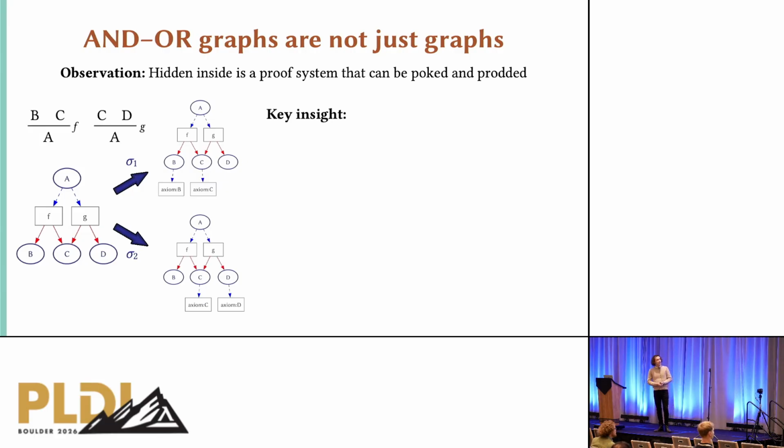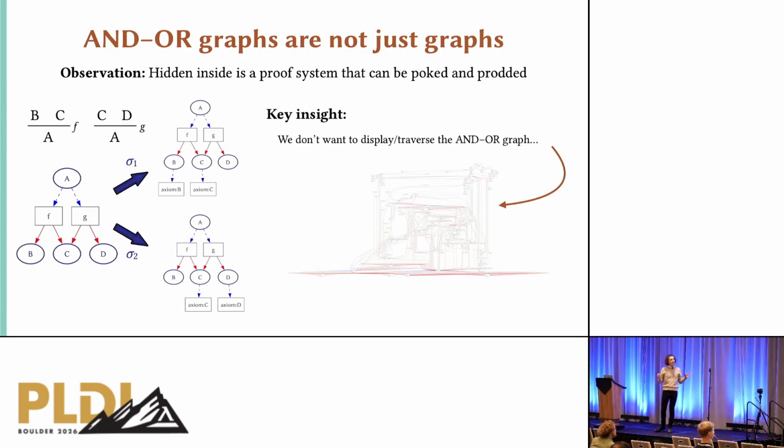So our key insight is that we don't want to display or traverse this and/or graph. Instead, what we want to do is navigate the space of modifications to the graph and help the user arrive at one that's going to prove the goal.